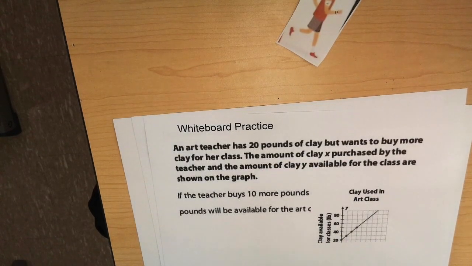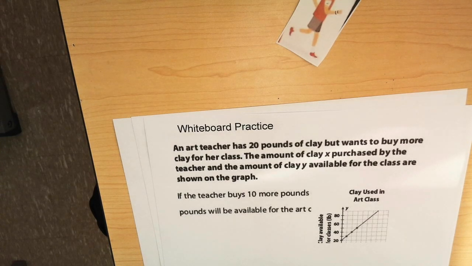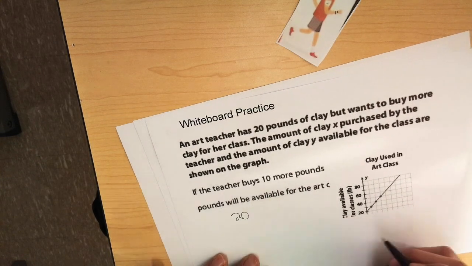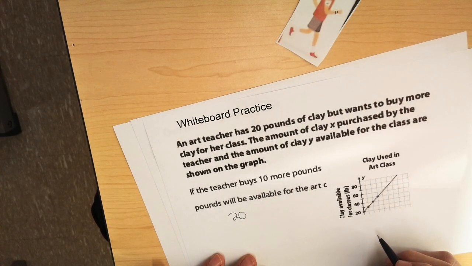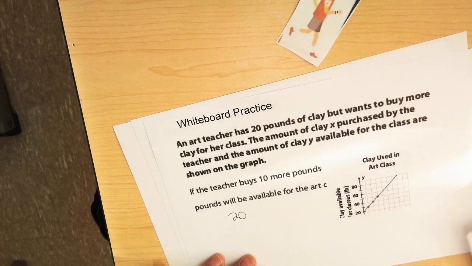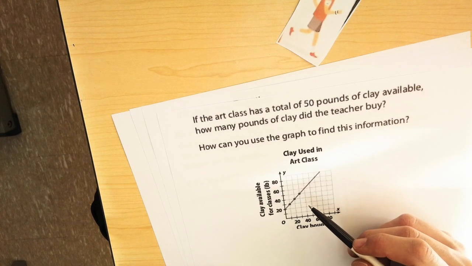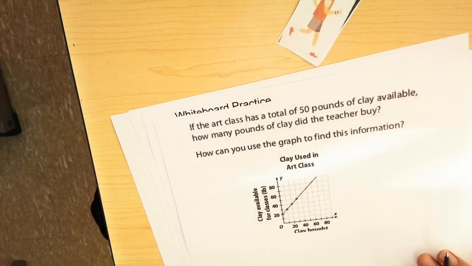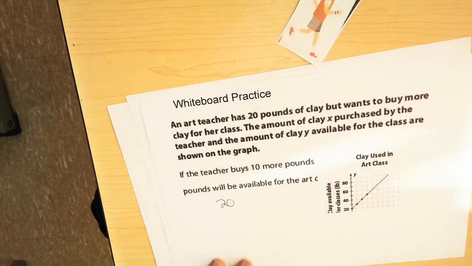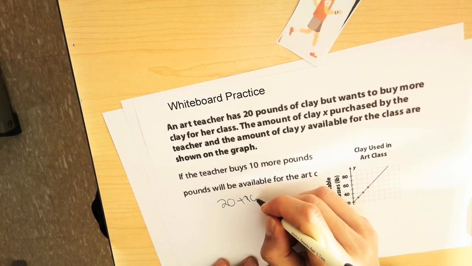Our teacher has 20 pounds of clay but wants to buy more for a clay class. The amount of clay purchased by the teacher and the amount of clay available for the class is shown in the graph. If the teacher buys 10 pounds of clay, how much will be available for our class? We start with 20 pounds, and then we increase it by 10. You can use the graph here. That is going to give us 30 pounds.